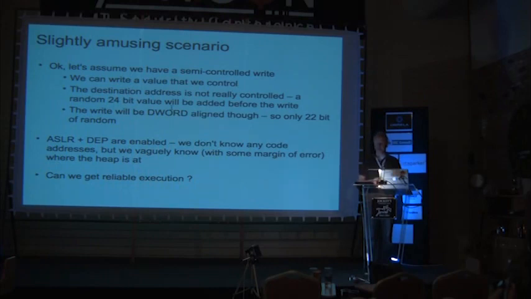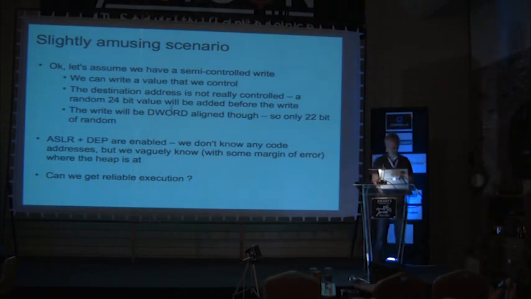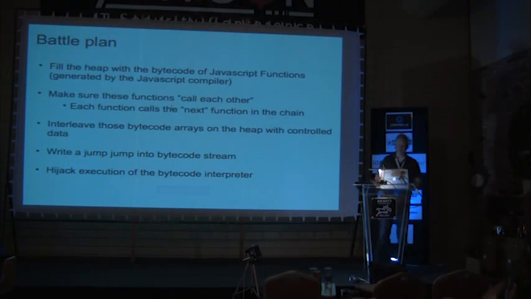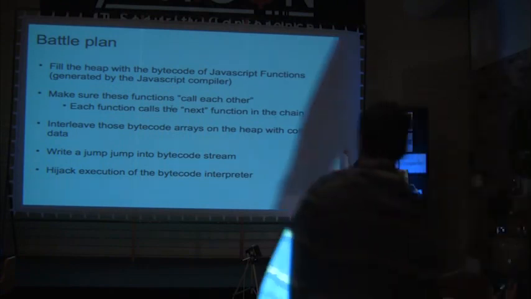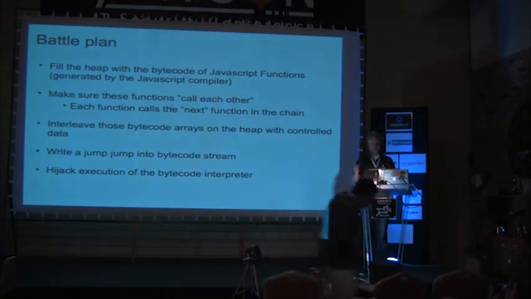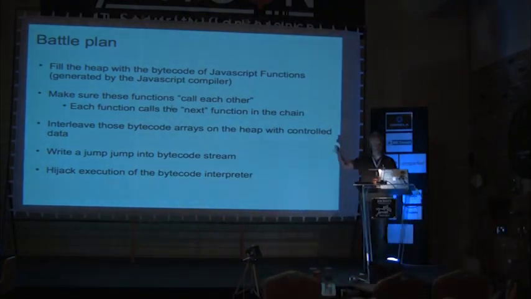Okay, how do you do this? Can we get reliable execution even though we have a really badly controlled write somewhere into memory and we can't figure out how to control things better? So the battle plan is, we make the JavaScript interpreter fill memory with a whole bunch of JavaScript functions. We'll create JavaScript functions, and then make the interpreter compile them and put them into memory as bytecode. And we'll make sure that every bytecode calls the next function. Then we call the first function, and the execution will go through all these functions in memory and execute one after the other.